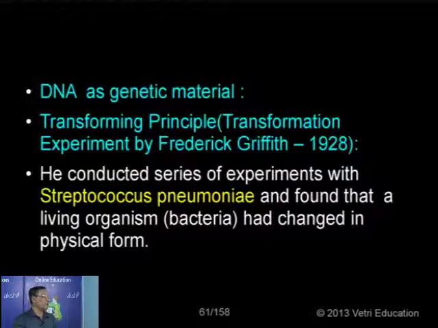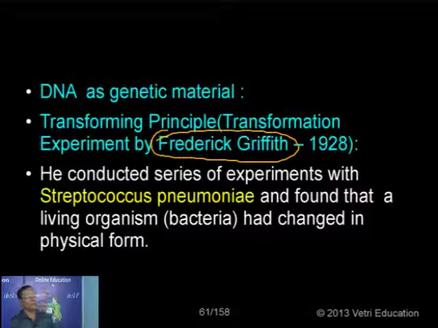A doctor by name Frederick Griffith, in 1928, conducted an experiment in one bacterium called Streptococcus pneumoniae or Diplococcus pneumoniae, the one responsible for causing the fever pneumonia. You know that pneumonia is a kind of bacterial infection. So actually he did experiments to find something for the treatment of pneumonia, but accidentally he got some other information regarding the genetic material as DNA.